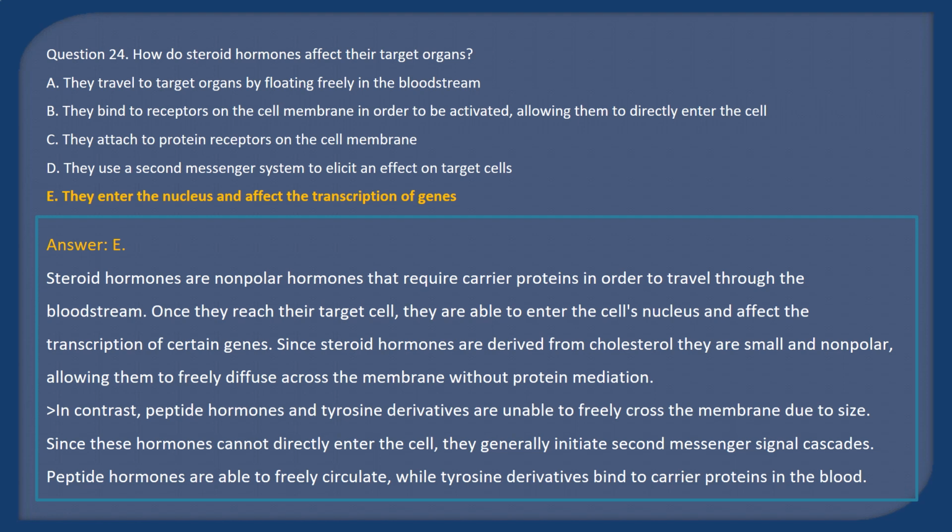their polarity. Since these hormones cannot directly enter the cell, they generally initiate second messenger signal cascades. Peptide hormones are able to freely circulate, while tyrosine derivatives bind to carrier proteins in the blood.